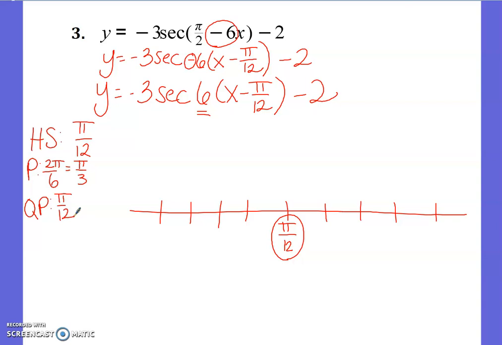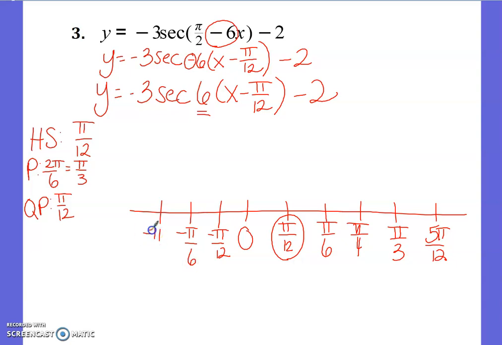So pi over 12 plus pi over 12 is 2 pi over 12, which simplifies to pi over 6. This is 3 pi over 12, which simplifies to pi over 4. 4 pi over 12, which is pi over 3. And then this is 5 pi over 12. Moving to the left, pi over 12 minus pi over 12 is 0. And then this is negative pi over 12, negative 2 pi over 12, which simplifies to negative pi over 6, and negative 3 pi over 12, which simplifies to negative pi over 4. Our vertical shift is that constant at the end, so we're down 2.